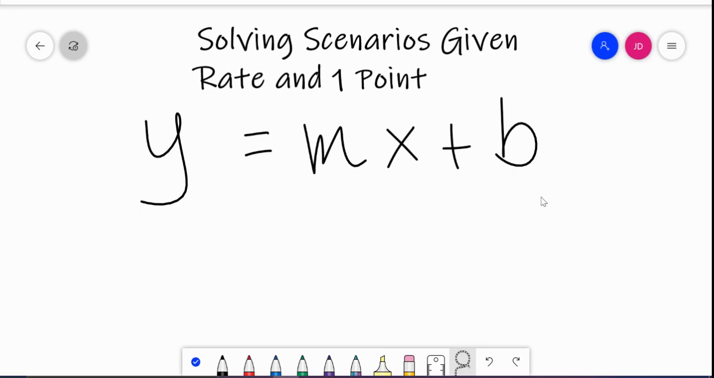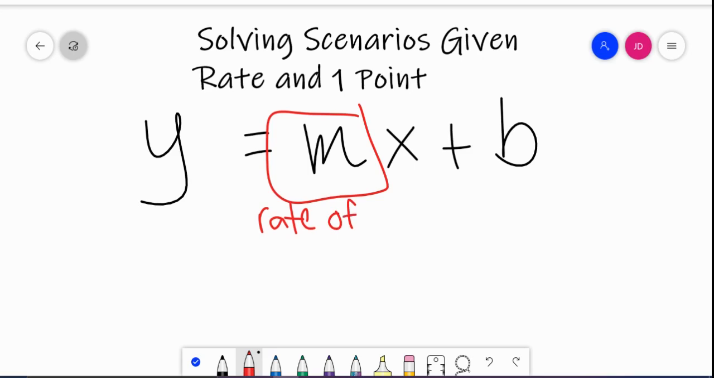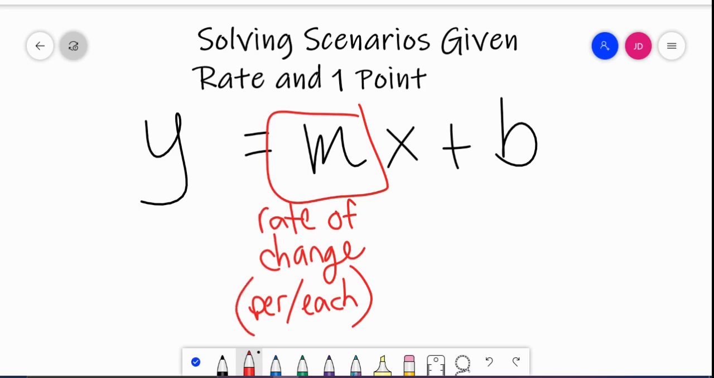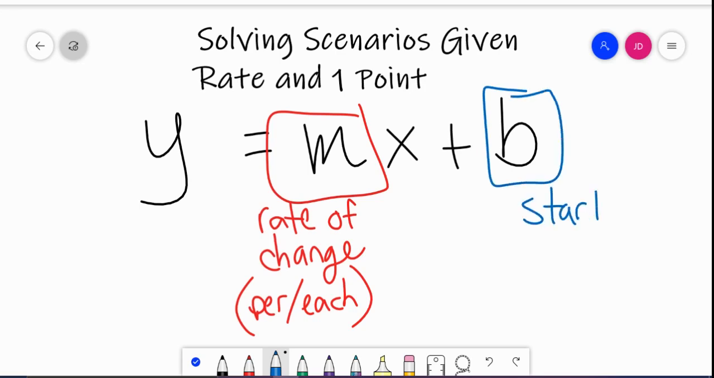So let's just break down y equals mx plus b letter by letter. The m, remember the m is the slope, but in a word problem, it is a rate, right? So some sort of rate of change. Some keywords that help me see if it's a rate are per or each. As soon as you see those words, in most cases, it's going to mean it's a rate. All right. The b is our starting value or starting amount.